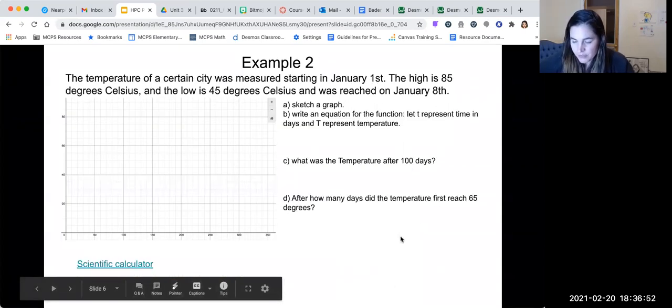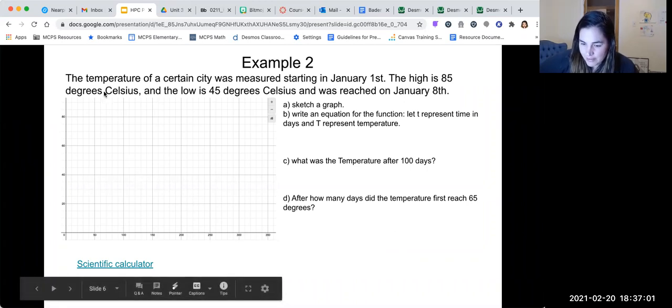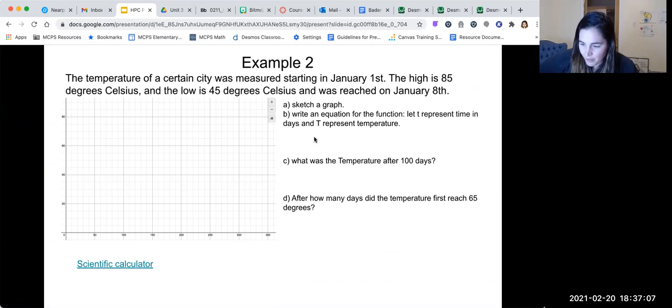All right, so here's a different example. The temperature of a certain city was measured starting January 1st. The high is 85 degrees Celsius, and the low is 45 degrees Celsius, and it was reached on January 8th. Sketch the graph, write an equation for the function, and then we're going to use the equation to actually make some predictions or evaluate some problems.